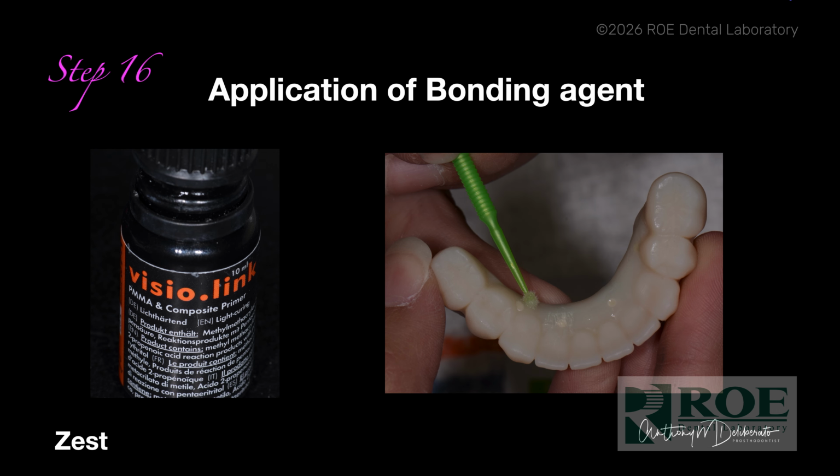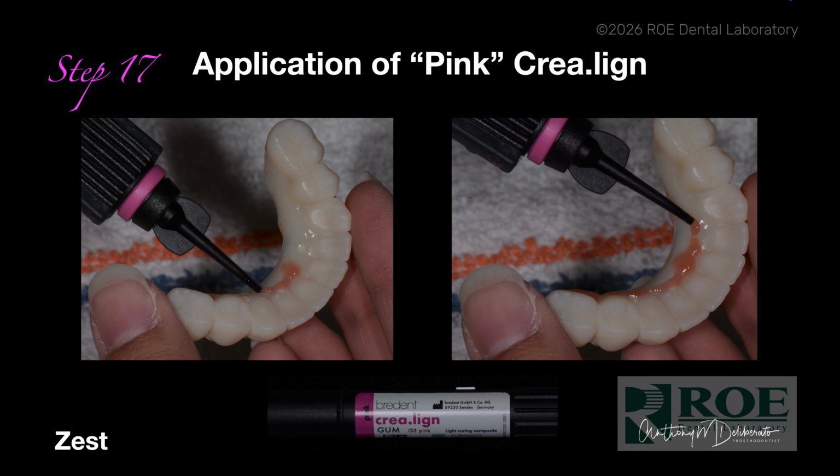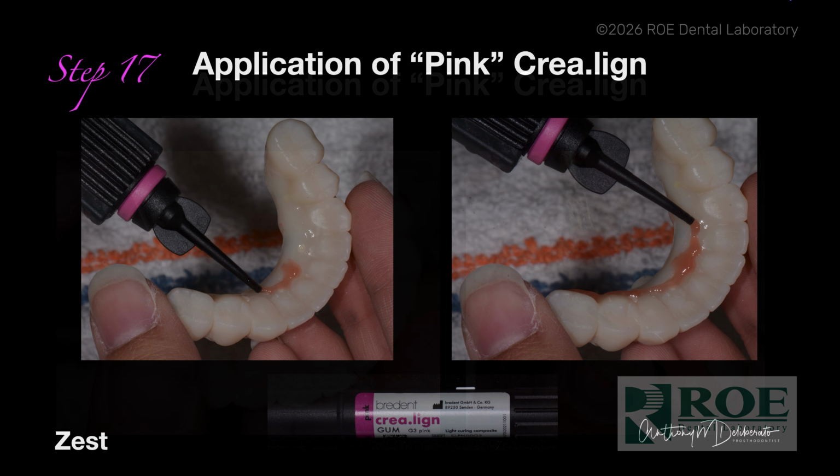And now it's time to place the pink material. So we're going to first place a bonding agent to make sure that there's no separation of the pink from the white. And we're going to use the pink creoline. There's different materials that have different thicknesses and different colors, so you can be as artistic as you want to make the gums look the color you want and as realistic as possible.